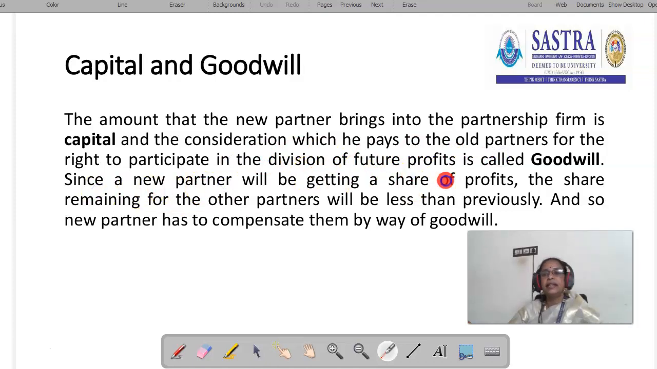Since a new partner will be getting a share of profit, the share remaining for the other partners will be less than previously, and so a new partner has to compensate them by way of goodwill. He has to give a certain amount to the partners because they will sacrifice for the admission of a new partner. Previously, they may get 1,000 rupees. The share of profit may be 1,000. Then, after the admission of a new partner, if the firm profit is the same 2,000, their share will be reduced. They sacrifice a sum of their profit, and so for that sacrifice, the new partner has to bring some amount or has to give some amount to the old partner. That amount is called goodwill.